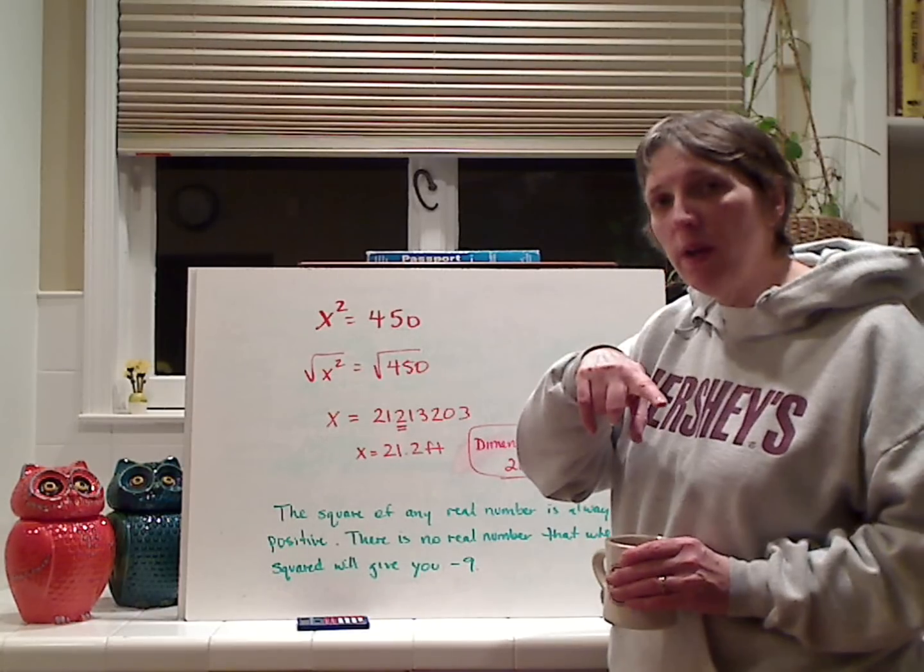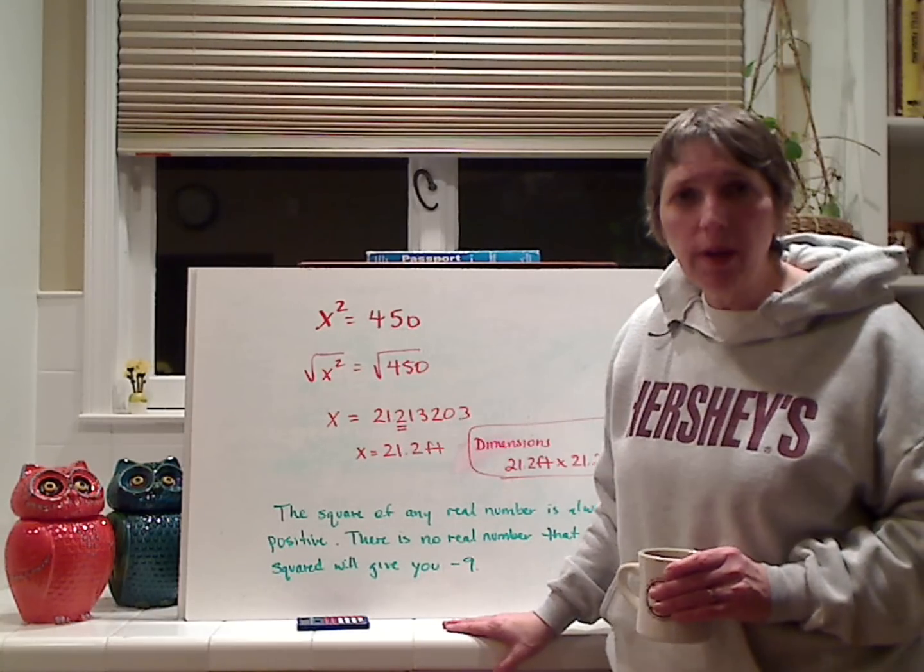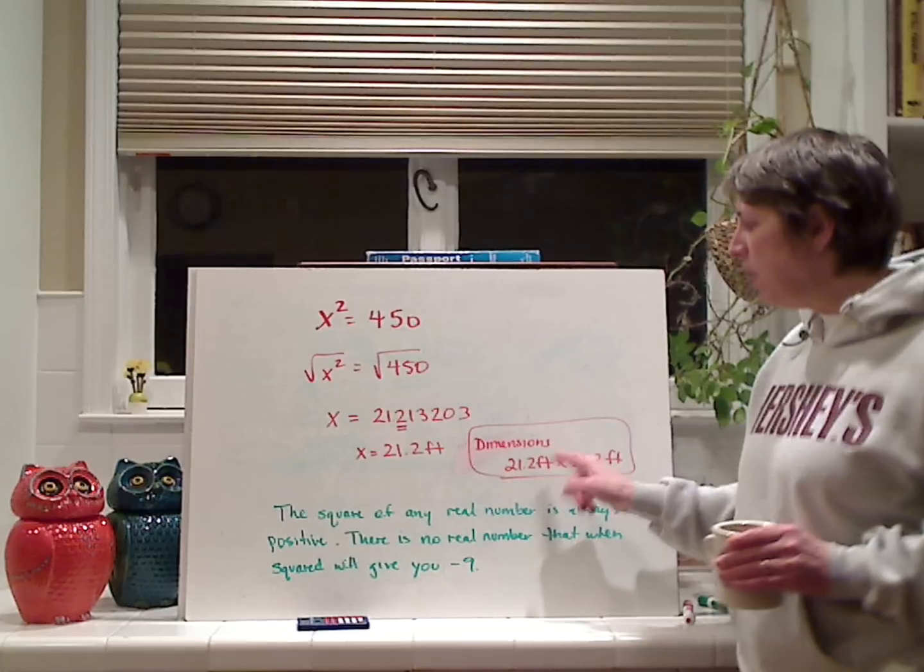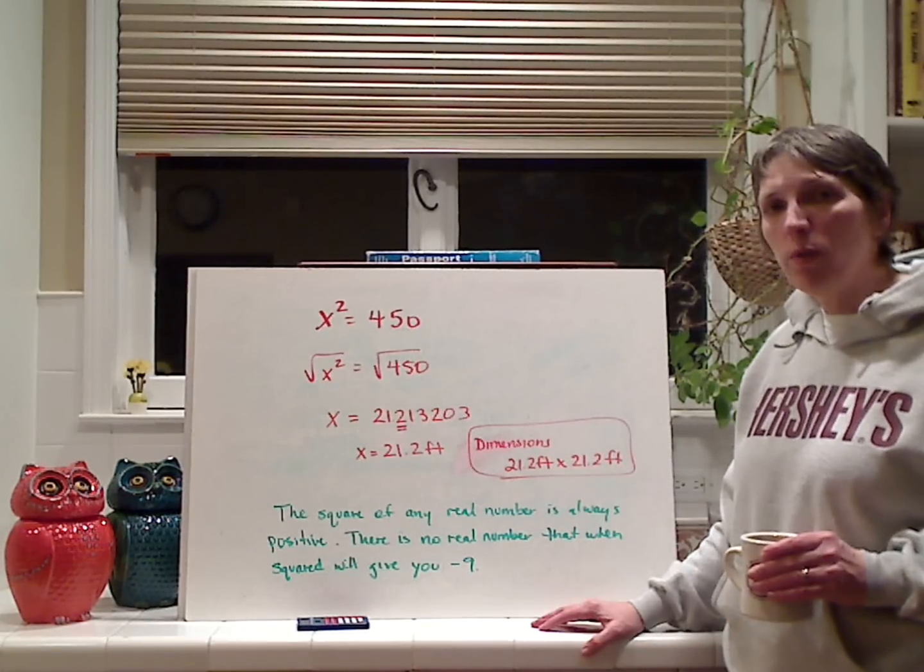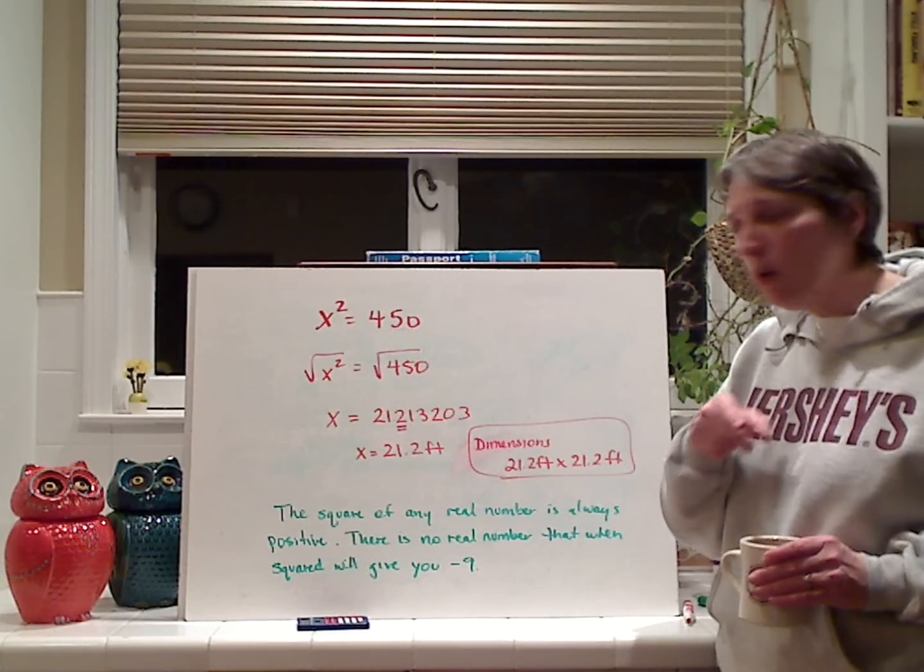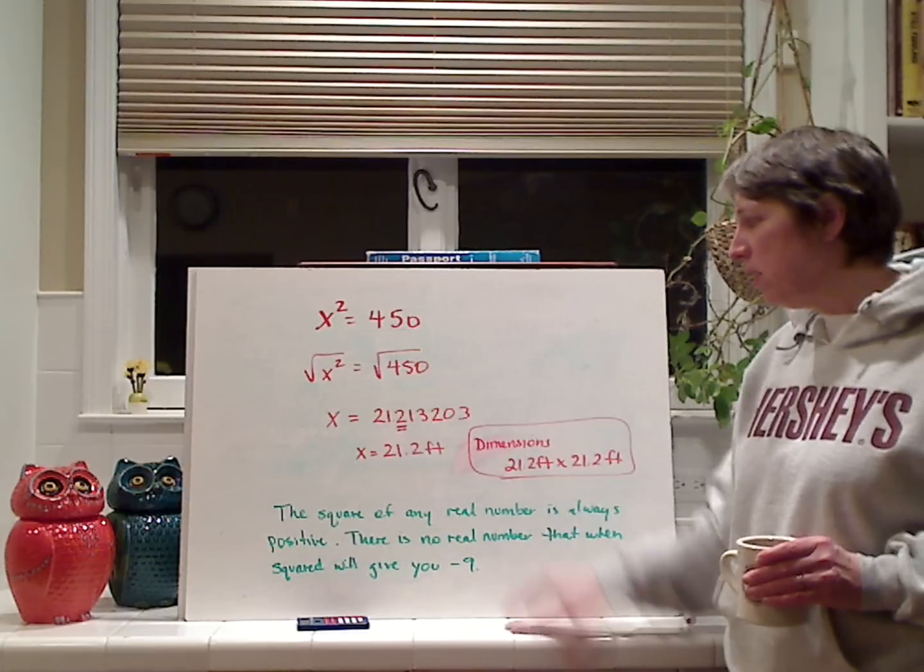But it asks for the dimensions. So if you stop there, you're going to lose points because the dimensions are 21.2 feet by 21.2 feet. If I ask for the perimeter, you would then multiply that number right there by 4.